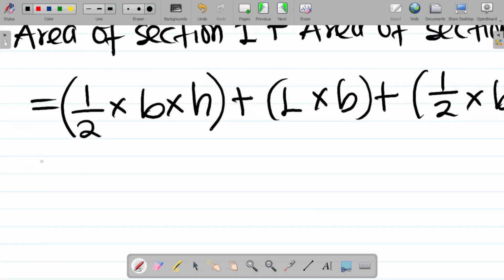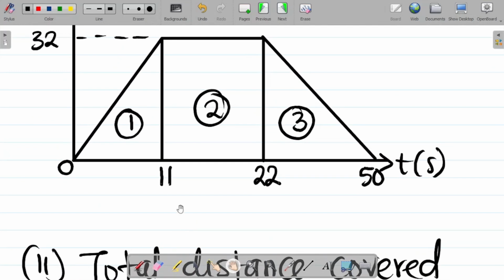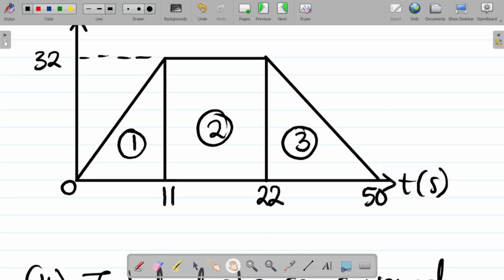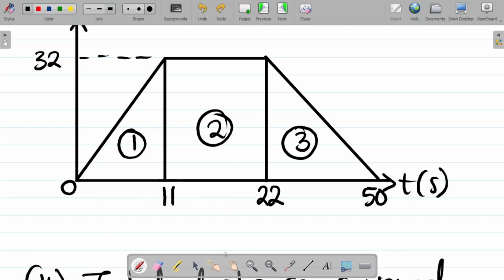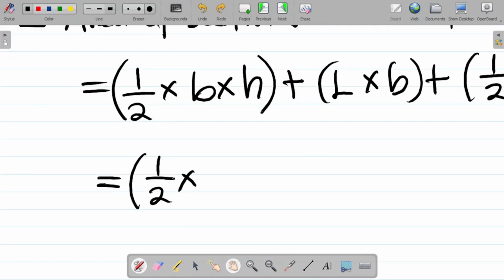All right, this is equal to, for section 1 we have half times, for section 1, what's your base? Section 1 starts from this point here, 0, and ends at this point here, 11, so it becomes 11 minus 0, which is equal to what there? 11. So the base for section 1 is 11, times the height.